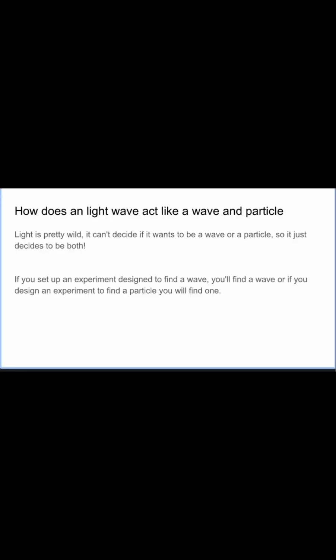How does a light wave act like a wave and particle? Light is pretty broad. It can decide if it wants to be a wave or particle, so it just decides to be both. If you set up an experiment designed to find a light wave, you'll find one. Or if you design an experiment to find a particle, you'll find one.